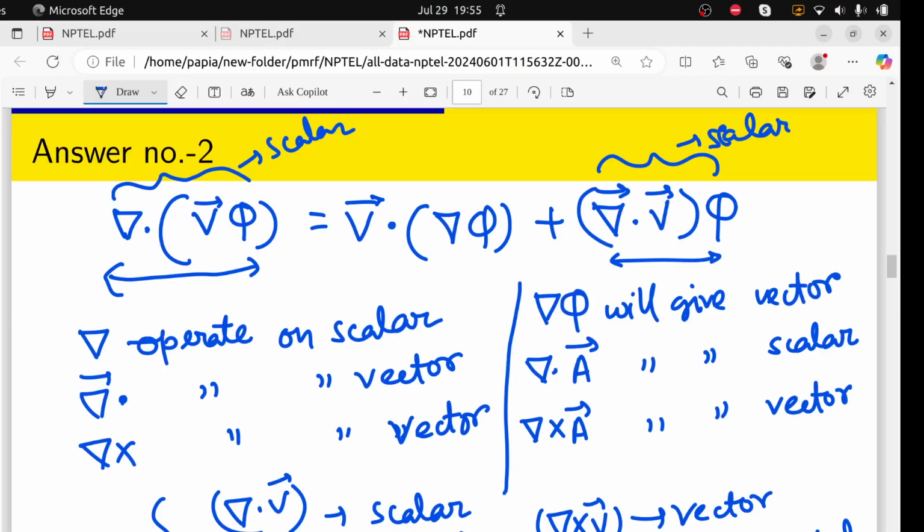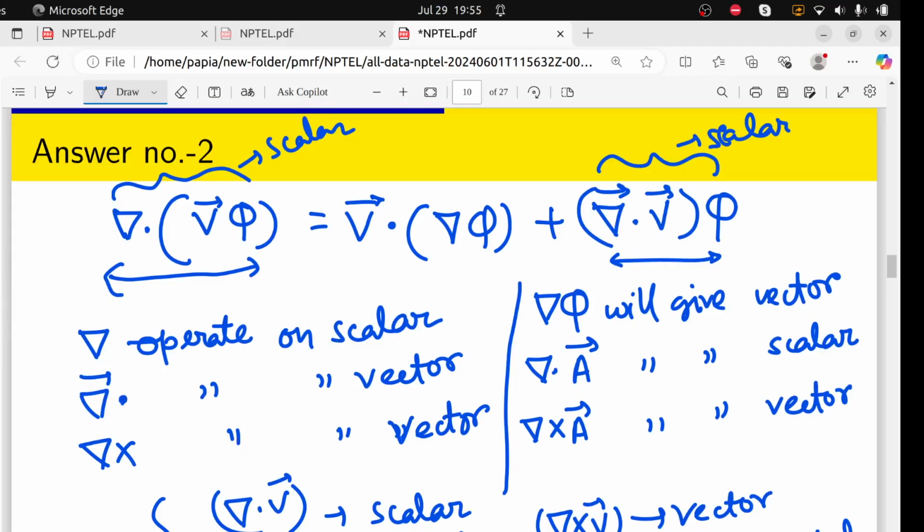See, I just need to independently do something on V and something on phi. Something on V means divergence of V or curl of V, both I can do. But divergence of V will give me a scalar, and multiplied with phi will give me another scalar. So as a whole it will give me a scalar, which is correct dimensionally, at least with the left hand side equation. Okay?